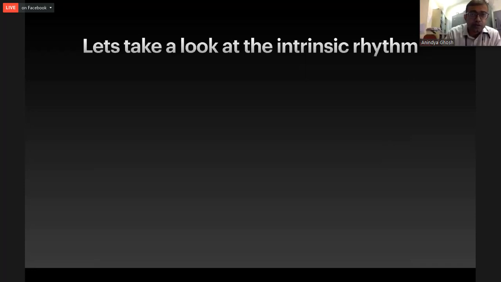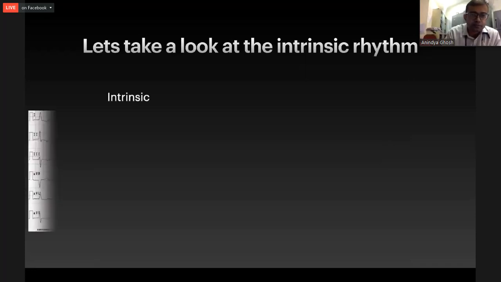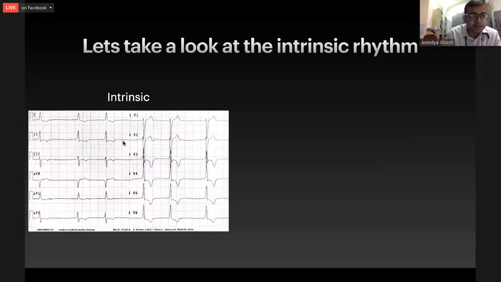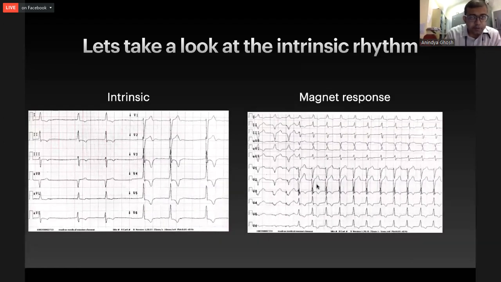Before that, we took a look at the intrinsic rhythm. We have an intrinsic rhythm which is CHB with a junctional escape. The P waves are not visible. But do the complexes appear familiar? When we compare it with the magnet response, these complexes are actually exactly the same as the intrinsic rhythm. Now, how is that possible?